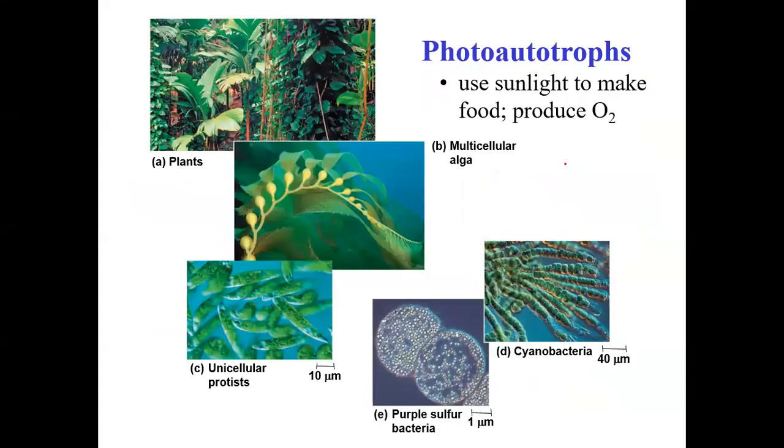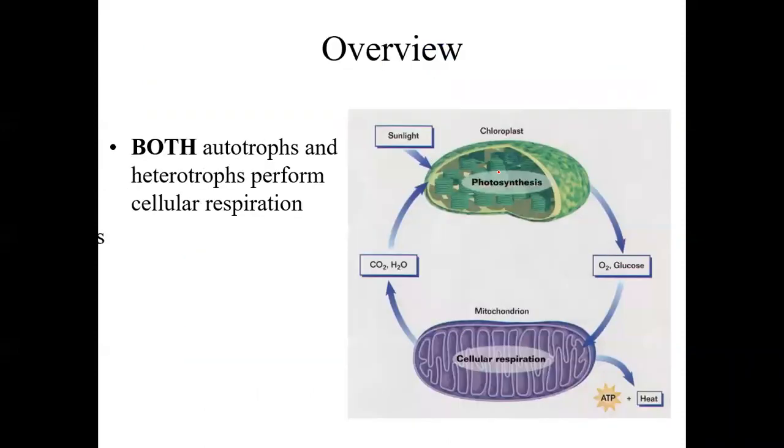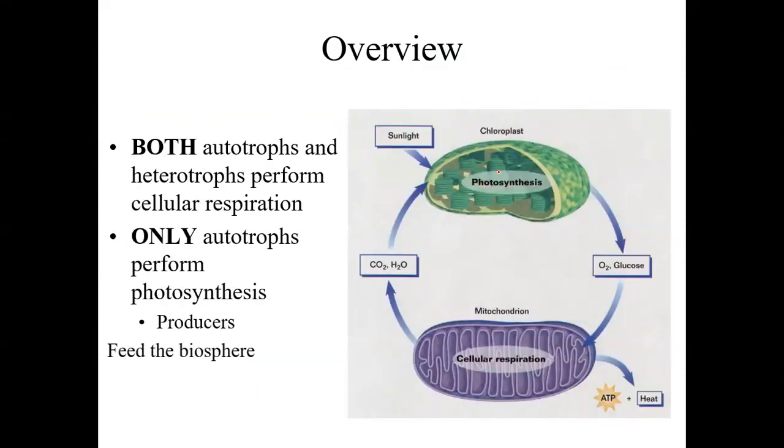And here's just another thing talking about these photoautotrophs. But again, certain species, depending on the prokaryotic species, are actually able to do photosynthesis. So this is a nice starting point where I want to emphasize both autotrophs and heterotrophs can perform cellular respiration, but only autotrophs can perform photosynthesis.